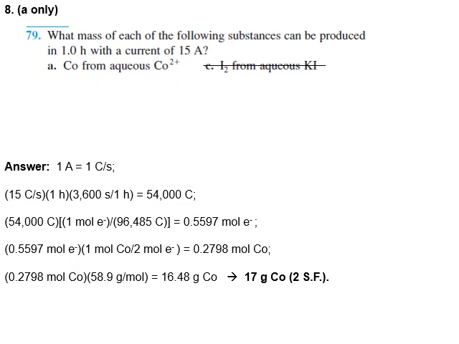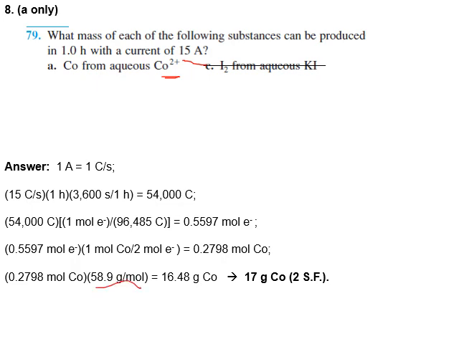So multiply 15 amps times 3,600 seconds, and then divide that by 96,485, and then divide that by 2, which is coming from this, and that's going to give you the number of moles of cobalt, and then just multiply that by the molar mass of cobalt, which down here is about 59 grams per mole.